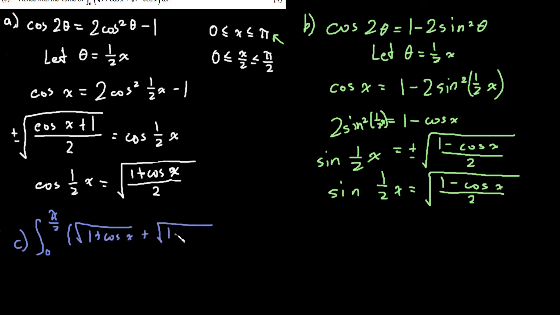Square root of 1 minus cos of x dx, okay. And so let's see. We have this word "hence" here, which means that we need to use the results from a and b to somehow find this integral. And if we look at the results, we'll see something familiar here. We have a root of 1 plus cos of x, which appears in the expression for cos of half of x. Okay, and this square root of 1 minus cos of x appears here.